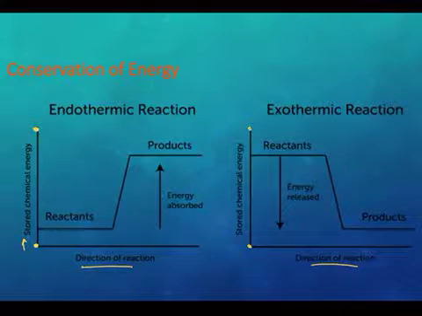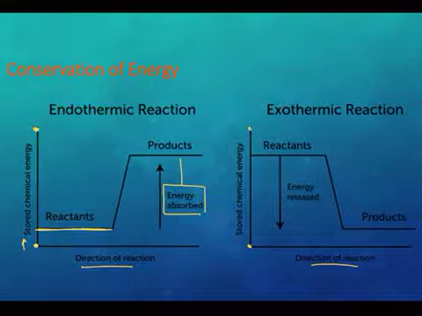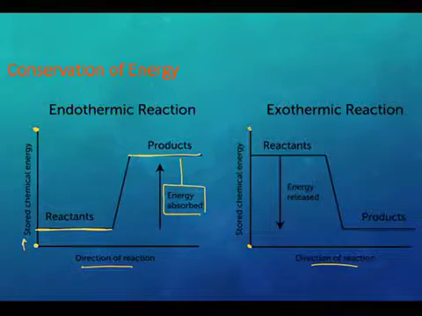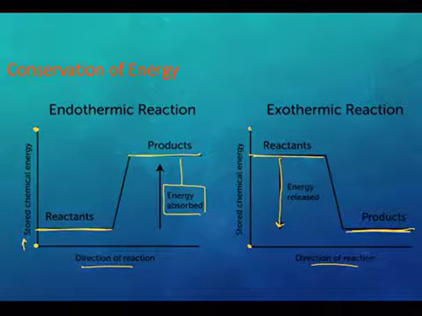So for endothermics, this line shows us that our reactants start off with a low amount of energy, and in our products, we absorb some energy, which means that our products hold on to that absorbed energy, and we now have more energy in our products than our reactants. In our exothermic, we start with high energy reactants. The reaction releases energy, causing our products to have less energy. So you will be expected to be able to identify these graphs as either endothermic or exothermic.